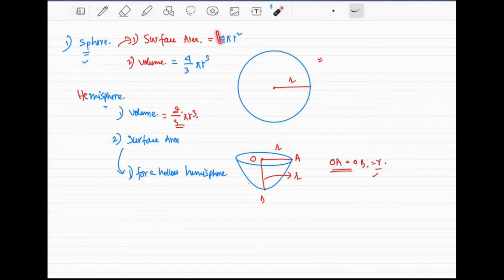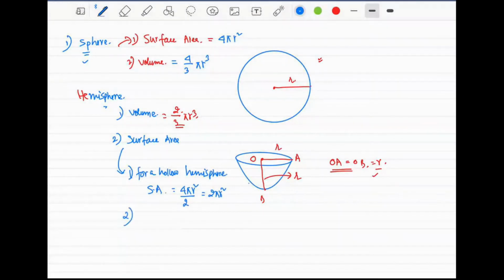The surface area of the sphere was 4 pi r square. For a hemisphere, we just have to divide this by 2. Let me write down SA, which will indicate the surface area. 4 pi r square divided by 2, and we will have twice pi r square.